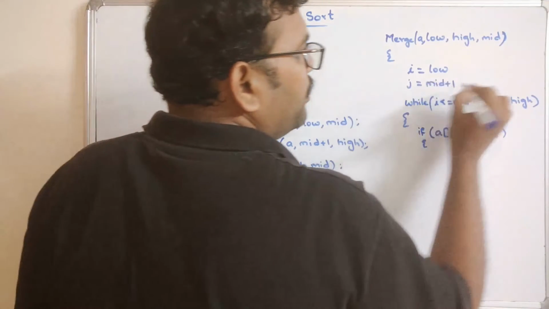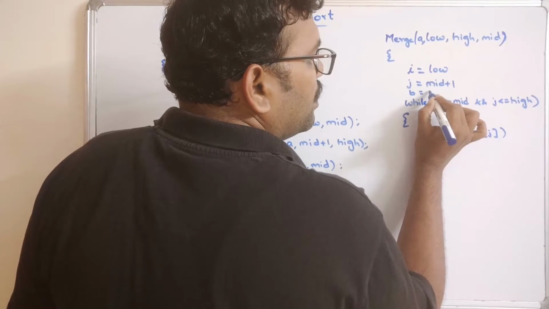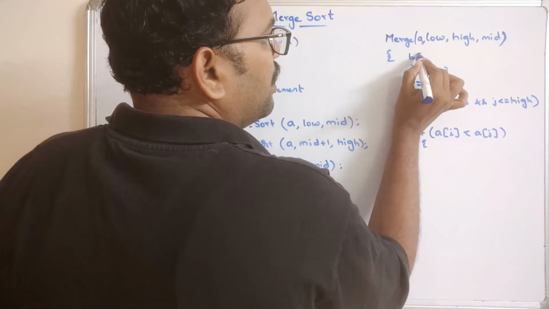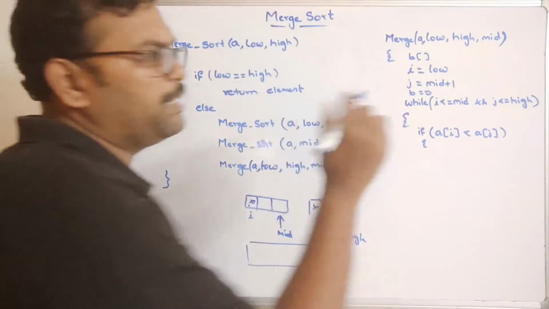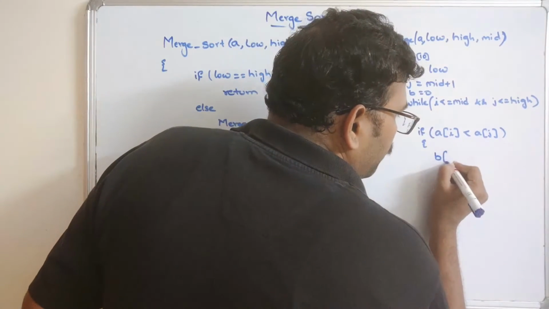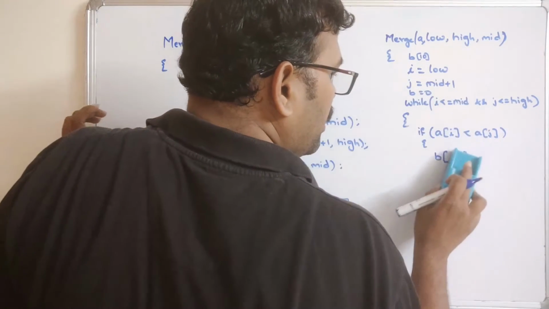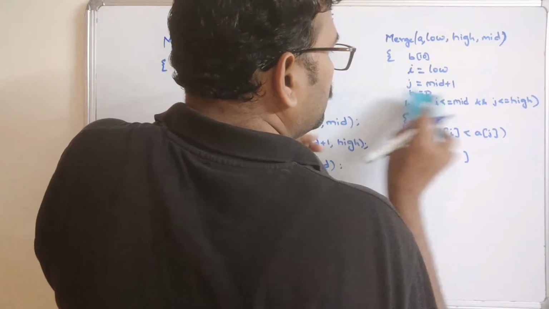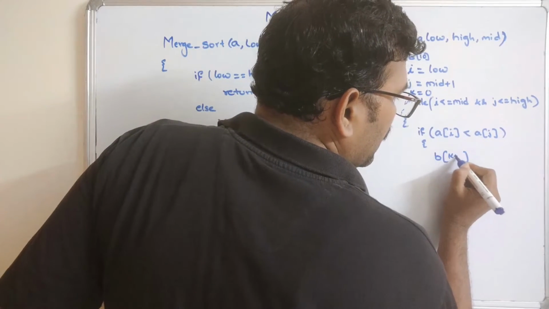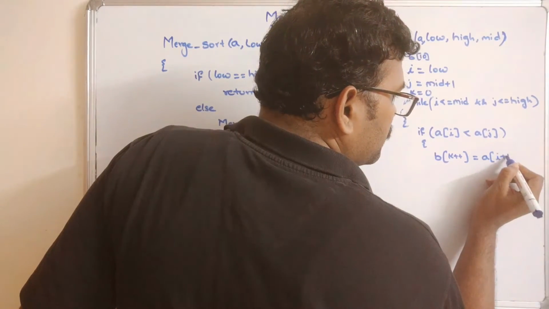Let us consider a new array, b, and let us take the index value as 0. Let us take some array of size 10. So b is an array and the index value is k, starting at 0. So b of k plus plus is equal to a of i plus plus.